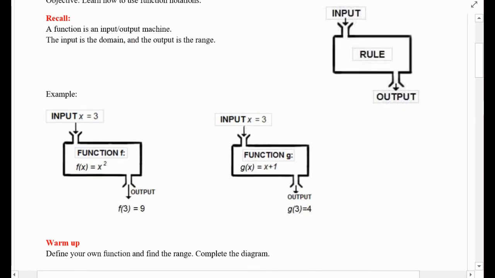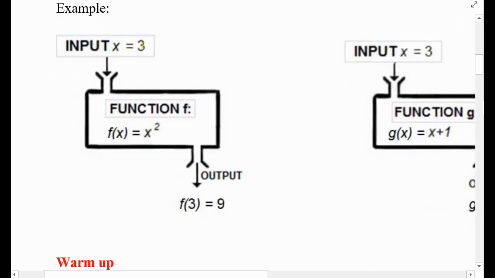Last class we learned a function is an input-output machine. The input is the domain and the output is the range. For example, if you plug 3 into the function machine, it follows the rule. The rule is: square the input. So if you plug in 3, the function machine squares the input and it becomes 3 squared, which is 9. Okay?